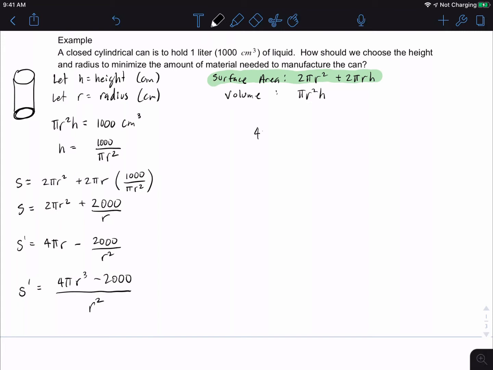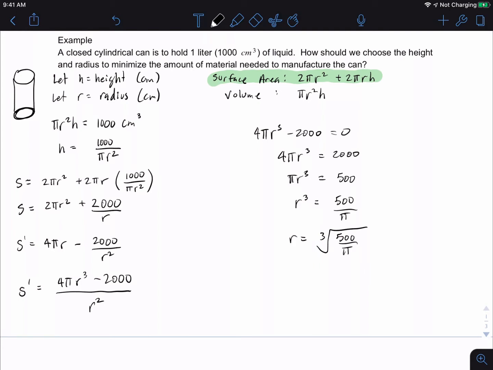So I'm going to go, all right, 4 pi r cubed minus 2,000 is equal to 0. So then 4 pi r cubed is equal to 2,000. Pi r cubed is equal to 500. And then r cubed is equal to 500 over pi. And then I'm going to take the cube root of that. So I'm going to get r is equal to the cube root of 500 over pi. Now that is my critical number.